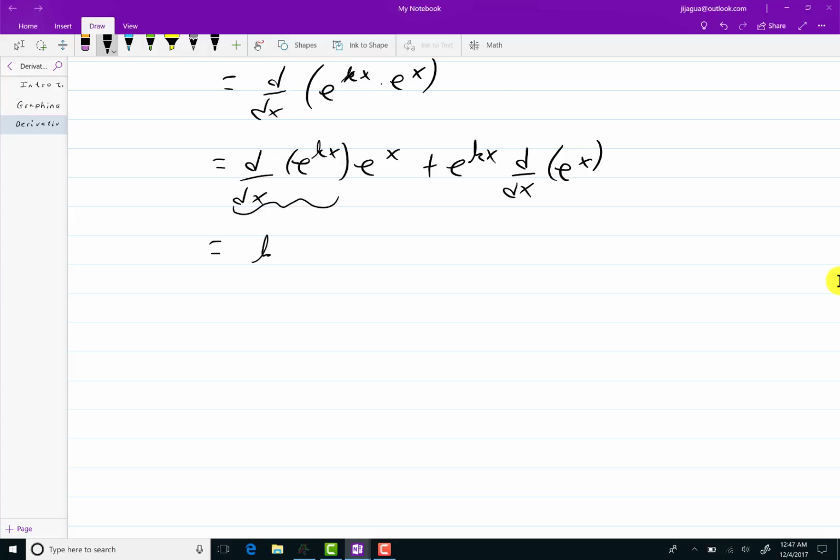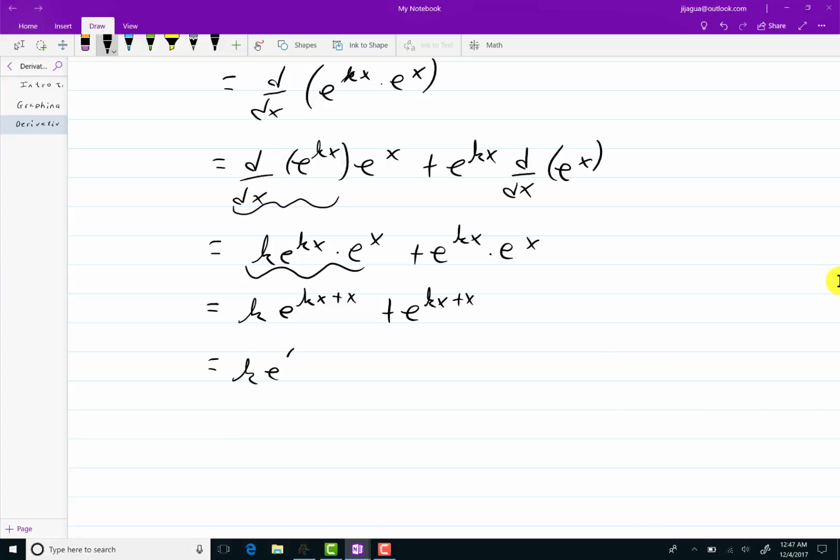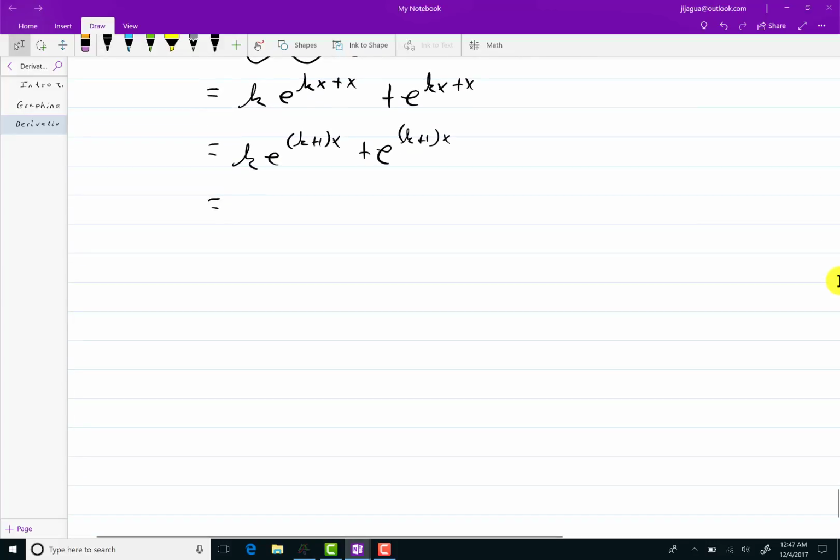And then, as we just went through the effort of assuming, for the first piece I'm going to have k e to the kx times e to the x, plus e to the kx times e to the x. And then when I multiply these together, I get k e to the kx plus x plus e to the kx plus x. So that equals k e to the (k plus 1)x plus e to the (k plus 1)x, which equals (k plus 1) times e to the (k plus 1)x. So if you remember your induction efforts from college algebra, they come into use here.